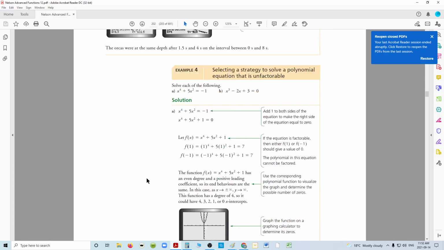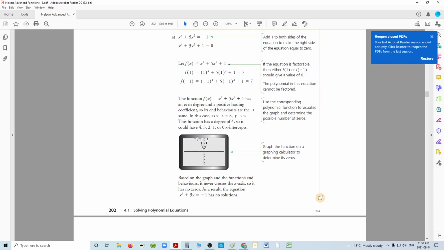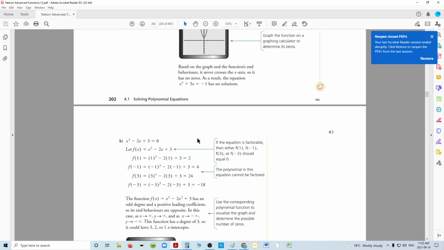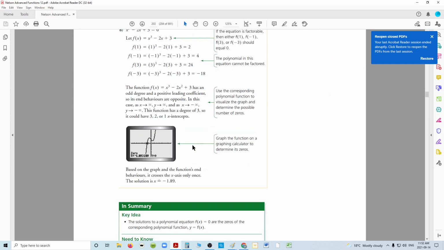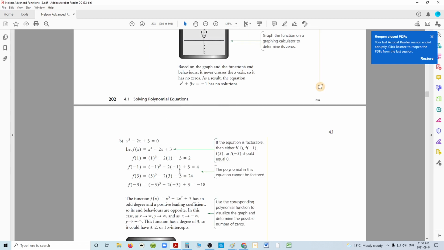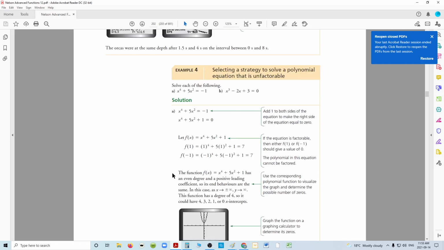Then the book continues. The next example they give is they solve each of the following. So they're essentially just asking you to find the factors. So you just use your knowledge of synthetic division. And then they just come up with one solution because they want to see, what are they trying to see? Select a strategy to solve the polynomial that's not factorable.